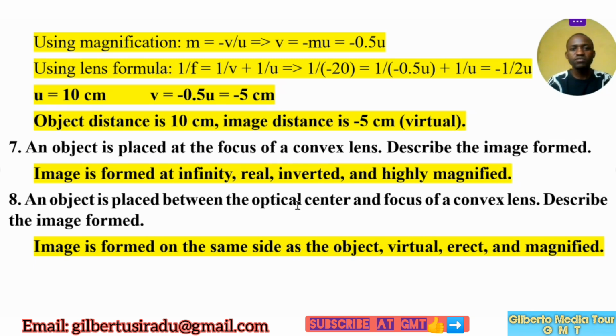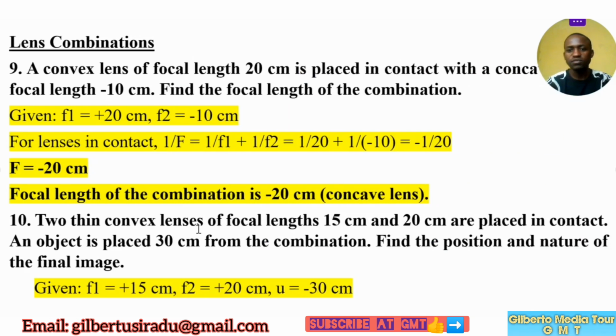An object is placed between the optical center and focus of a convex lens. Describe the image formed. Here also we will have a virtual image which is magnified, which means it will be on the same side as the object.